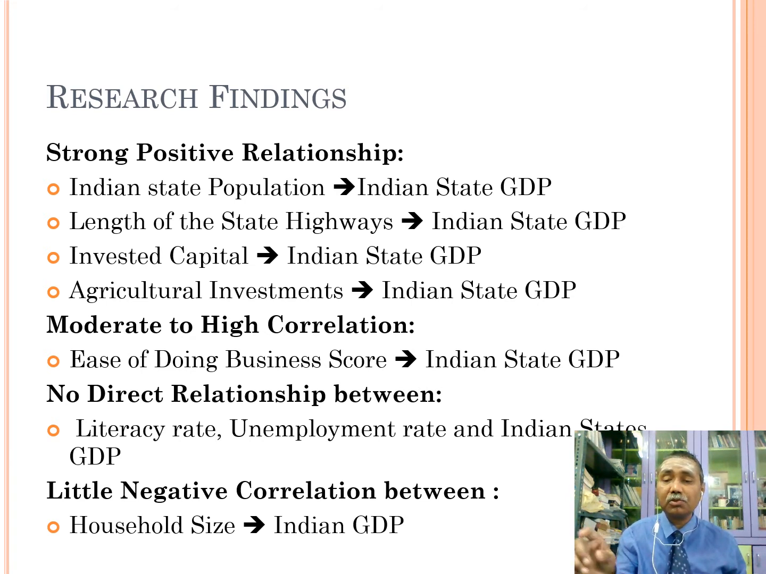Ease of doing business has a correlation coefficient of about 0.6 with the Indian state GDP. So these are the top 5 factors contributing to Indian GDP. I will show you the final rank order table also, don't worry. And let us discuss the other findings. What is the other finding?